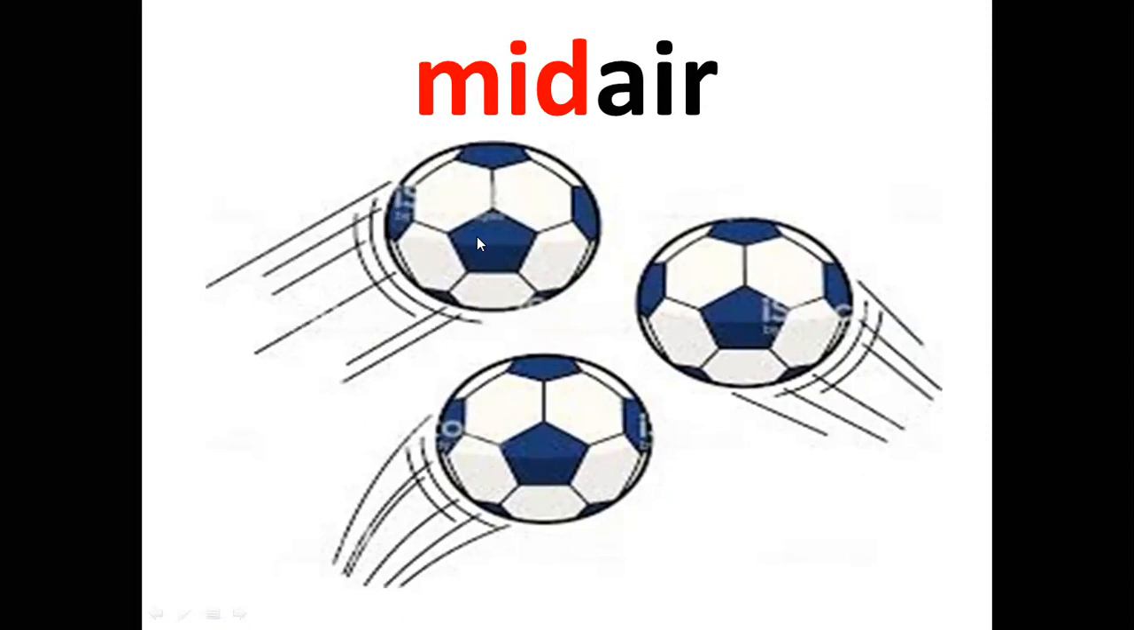Or we have another example. The airplane is in the mid-air, okay? Because the airplane is not on the floor, it's in the sky. So it's called in the mid-air.